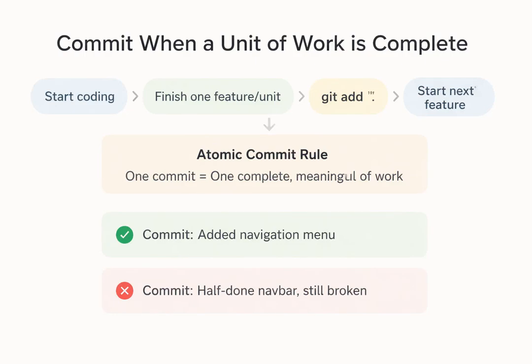This is a principle the instructor emphasizes strongly, the idea of an atomic commit. An atomic unit means one complete, self-contained piece of work. You finish building the navigation menu, everything works, then you commit. You don't commit halfway through. You don't commit a broken feature. The commit should represent a meaningful checkpoint in your project, something you could come back to and say, yes, this version was working correctly. Keep this rule in mind every time you sit down to code.